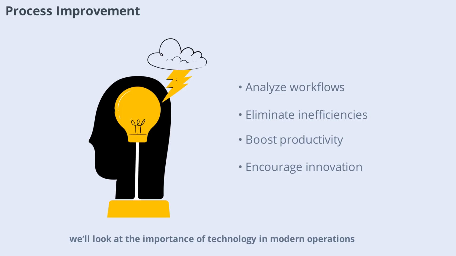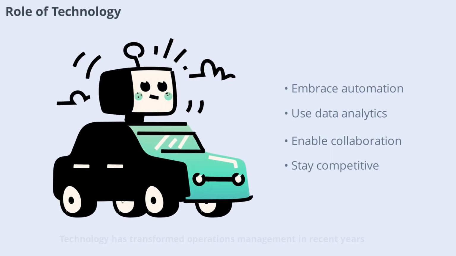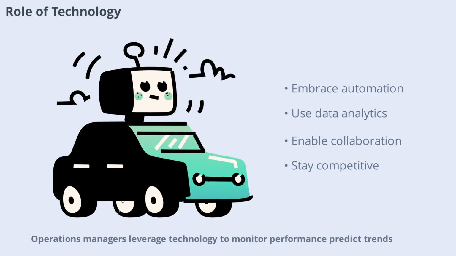Next, we'll look at the importance of technology in modern operations. Technology has transformed operations management in recent years. From automation and robotics to data analytics and artificial intelligence, new tools are making processes faster and more efficient. Operations managers leverage technology to monitor performance, predict trends, and make data-driven decisions. Digital transformation also enables better communication and collaboration across teams. As technology continues to evolve, staying updated is essential for maintaining a competitive edge.